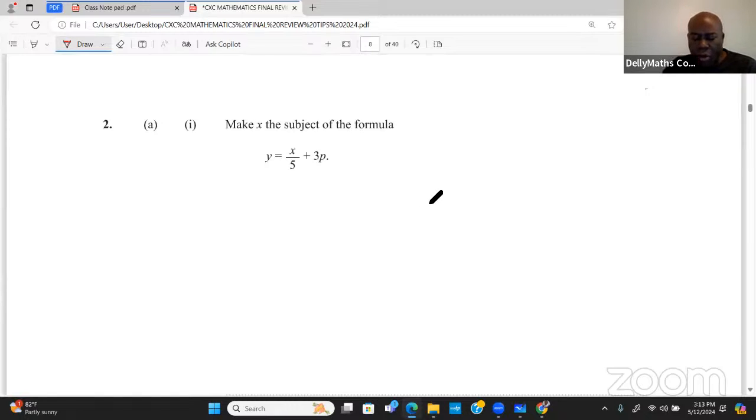So question 2 is always algebra, right? So here it is saying, make x the subject of the formula, right? We want to make x the subject, which means that we want to transpose and isolate x. So when you make something the subject, we're talking about we want to isolate that thing. So we want to isolate x.